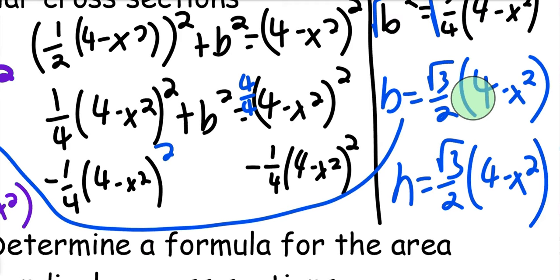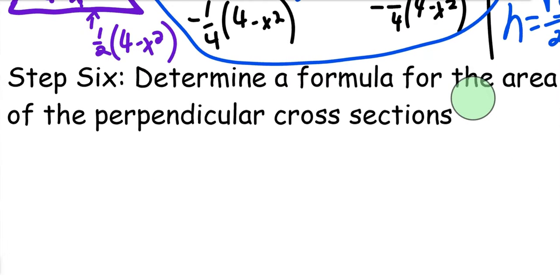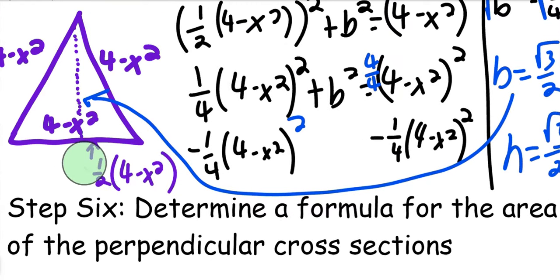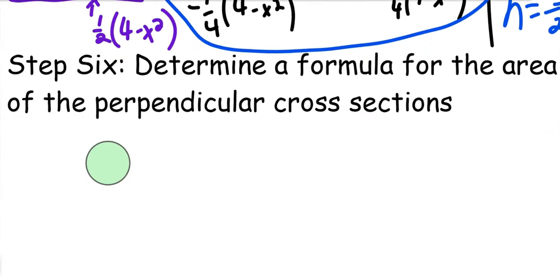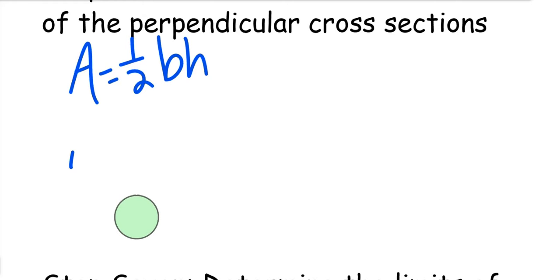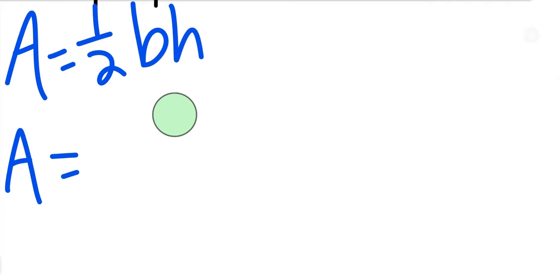You will always need an area formula for a cross section. When you integrate that on an interval, it gives you volume, which we'll learn here in just a second. So step 6 says to determine the formula for the area of the perpendicular cross sections. So basically the area of this triangle, which is going to be, again, 1/2 base times height. And that's true for every triangle, certainly not just an equilateral triangle. So half of the base, again, would just be the 1/2 times (4 minus x squared). So we'll just put that in there.